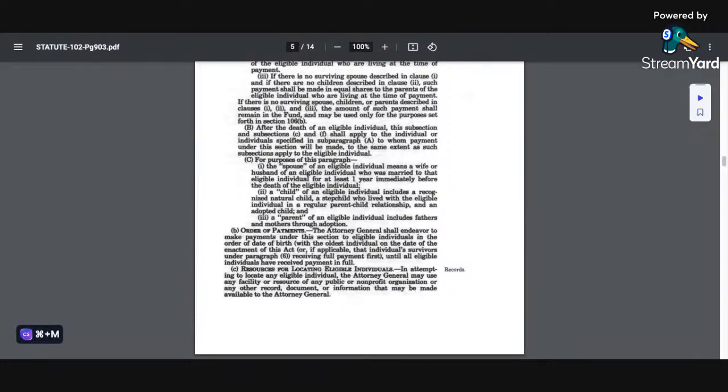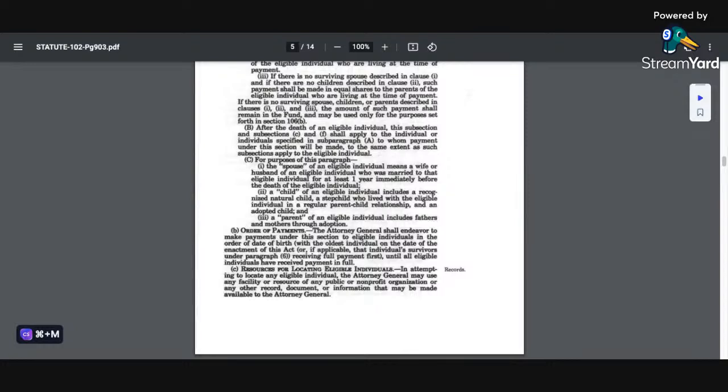C. For purposes of this paragraph, I, the spouse of an eligible individual, means a wife or husband of an eligible individual who is married to that eligible individual for at least 1 year immediately before the death of the eligible individual. II, a child of an eligible individual includes a recognized natural child, a stepchild who lived with the eligible individual in regular parent-child relationship, and an adopted child. And III, a parent of an eligible individual includes fathers and mothers through adoption.